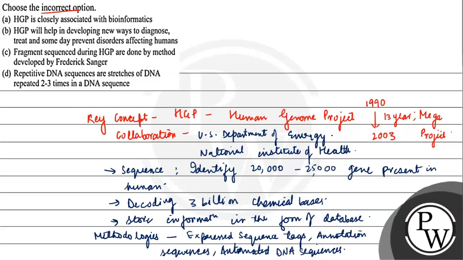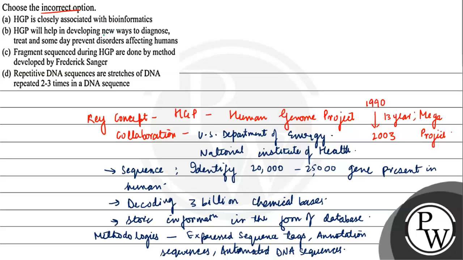And in the project, what the scientists came across was that the major part of the genome was made of repetitive sequences. That was one of the major conclusions drawn from the HGP. Now let us look into the statements. The first statement says that HGP is closely associated with bioinformatics.